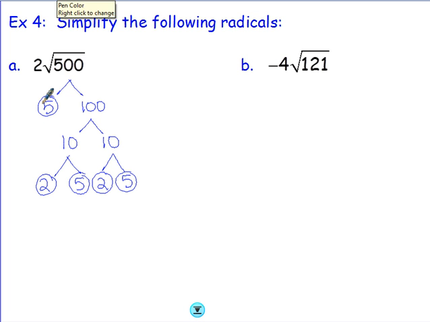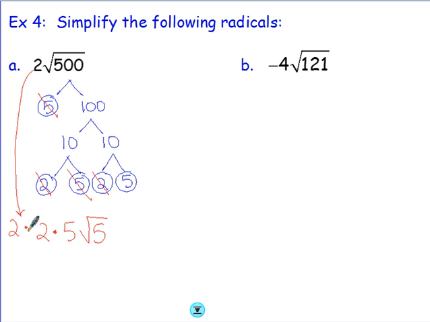We're looking for pairs. Cross off a pair of 5s. Outside the radical, write a 5. Cross off a pair of 2s. Outside the radical, put a 2 with multiplication. The 5 that's left over goes inside. And this 2 also needs to come down outside. 2 times 5 is 20, radical 5.